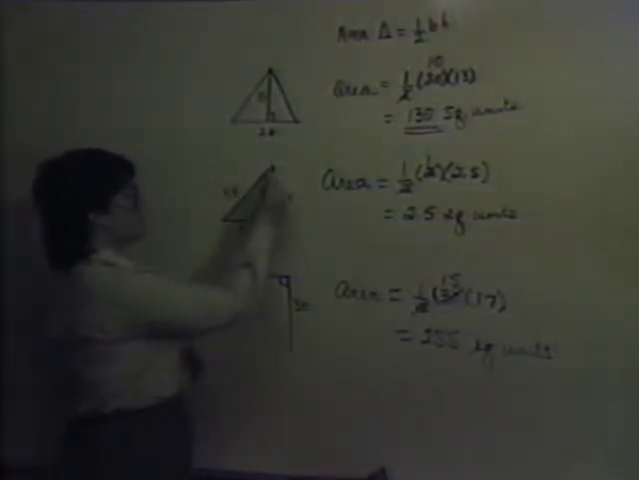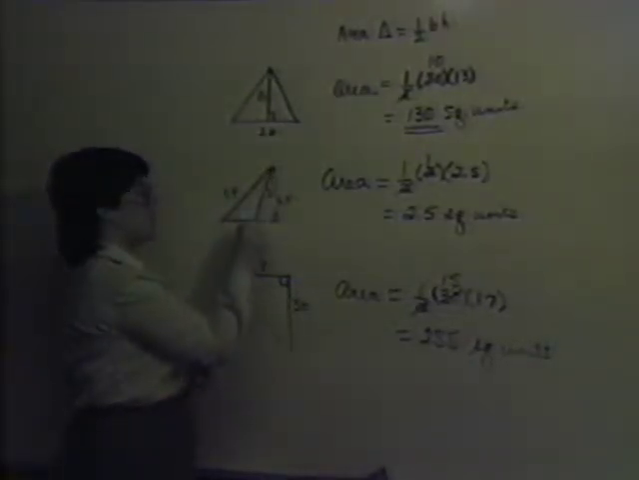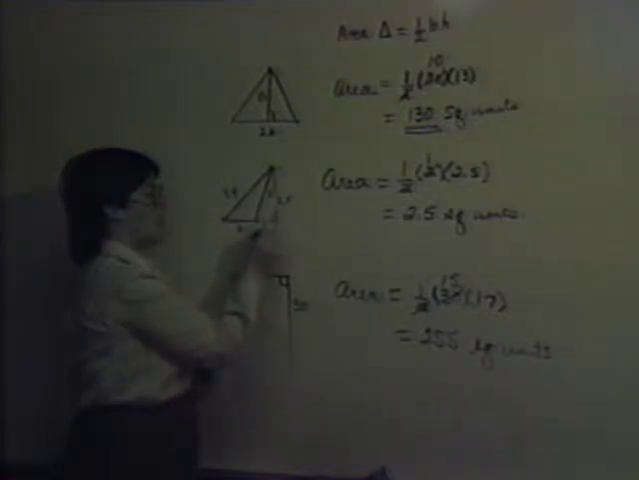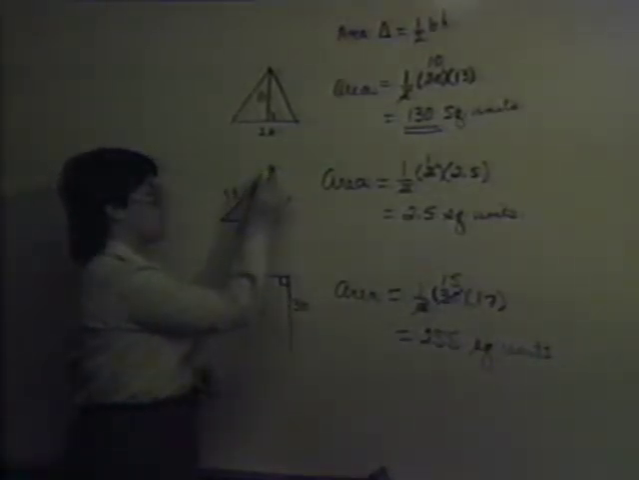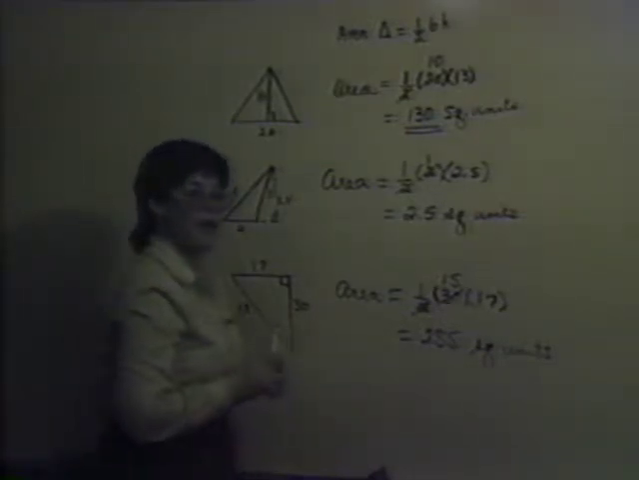And here you'll notice we started out with a triangle that had an obtuse angle here. That meant that the height was dropped outside the triangle. But we want the perpendicular distance here between the top of our triangle and its base.